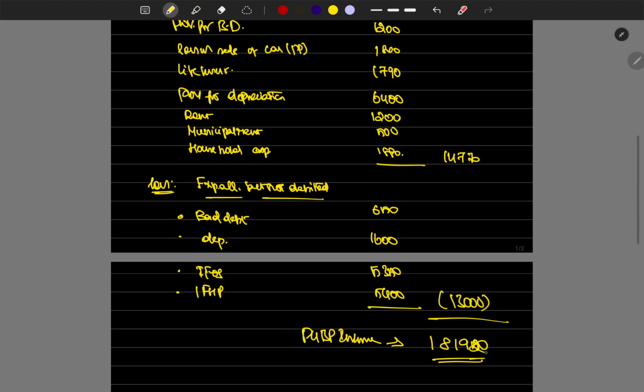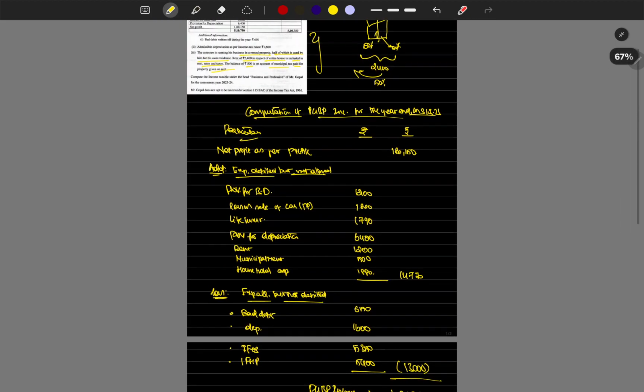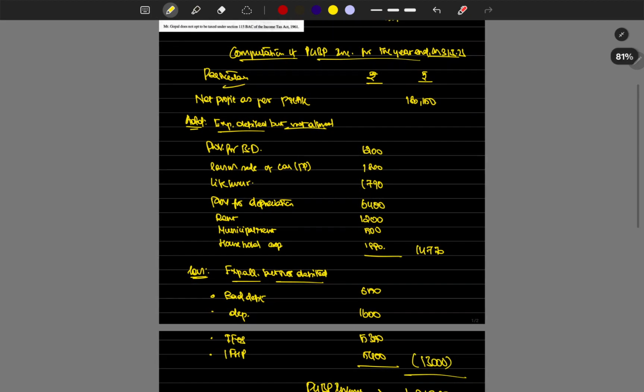That's it. The problem is over. The thing is, whatever is already debited in the P&L but not allowed by the Income Tax Act should be added back, and whatever expenses are actually allowed by the Income Tax Act should be deducted. That's it. Thank you.